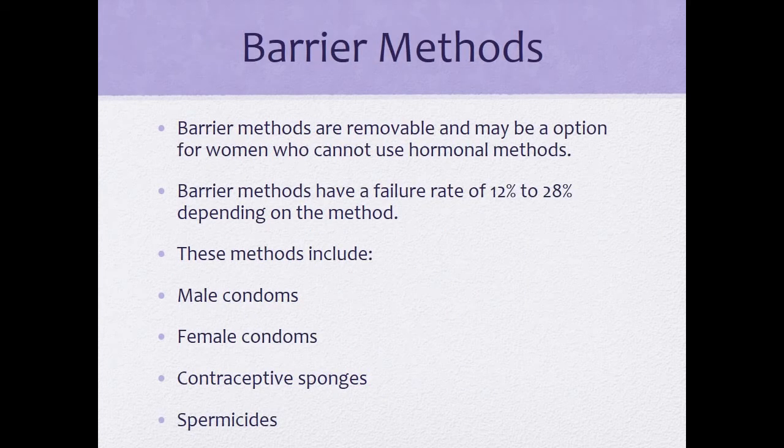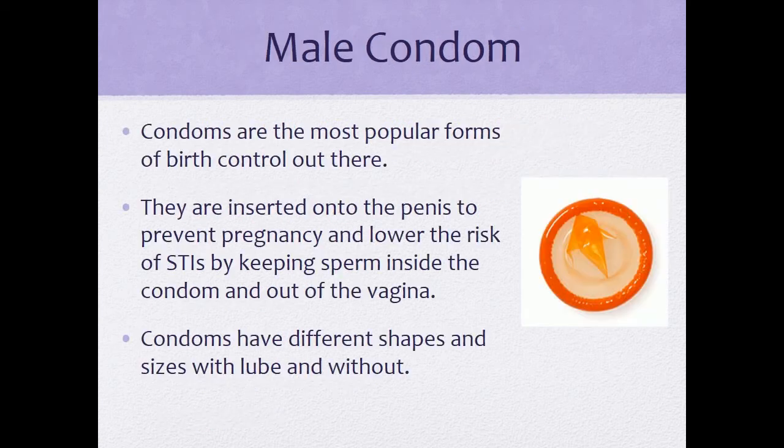Barrier methods. Barrier methods are removable and may be an option for women who cannot use hormonal methods. Barrier methods have a failure rate of 12% to 28% depending on the method. These methods include male condoms, female condoms, contraceptive sponges, spermicides. Male condom. Condoms are the most popular forms of birth control out there. They are inserted onto the penis to prevent pregnancy and lower the risk of STIs by keeping sperm inside the condom and out of the vagina. Condoms have different shapes and sizes with lube and without.